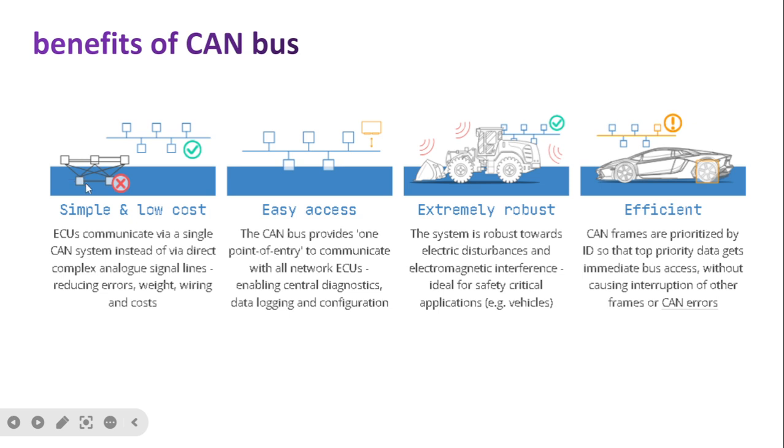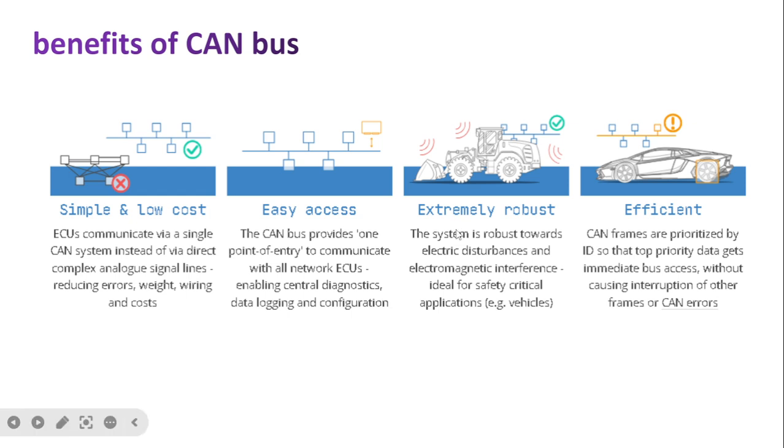So here different wires are used for interconnecting the ECU to sub ECUs. Now in the second, easy access, the CAN bus provides one point of entry to communicate with all network ECUs. Okay, now more than 70 ECUs are there, right? So for controlling them, the CAN bus provides only one point of contact, only one point of entry, not 3, 4, 5, 6, 10 wires.